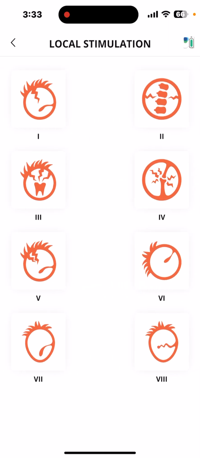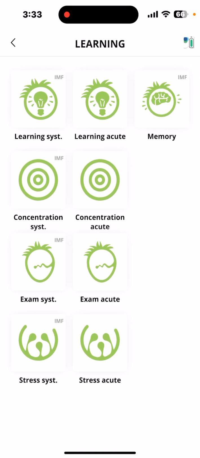Now take a look at this. Top right hand corner has nothing. It doesn't say IMF, right? If you look at learning, you see learning system, learning acute, concentration system, concentration acute, exam system, exam acute, stress system, stress acute. So it's a repeat. Every program has two. One is system, one is acute. One has IMF, the other doesn't. All the system ones have IMF, all the acute programs don't have IMF.